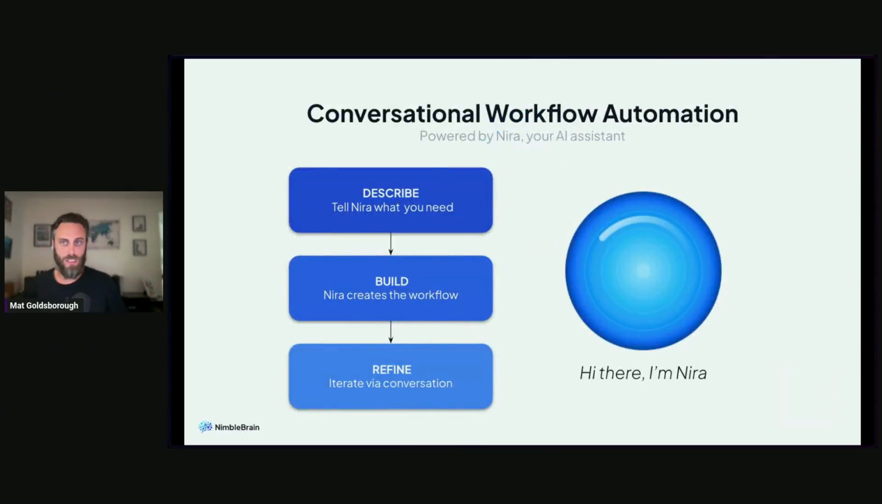So we'll start here at a super high level. What is NimbleBrain? NimbleBrain is a conversational workflow automation platform. And what that means is you can build agents and workflows, but instead of using what you would conventionally use, diagrams, workflows, or flowcharts and connecting boxes, you just talk to it. It's all based on natural language.